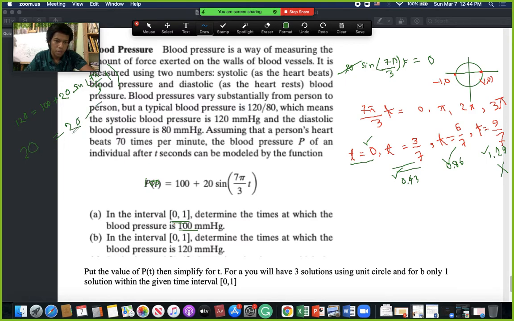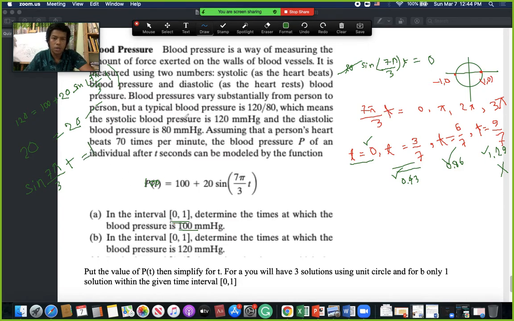Let's write here. Then this 20 will come here. This will be 20 divided by 20, that means it is 1. So ultimately what we have here is sine of 7 pi by 3 into t equals 1. Now, where is this 1?